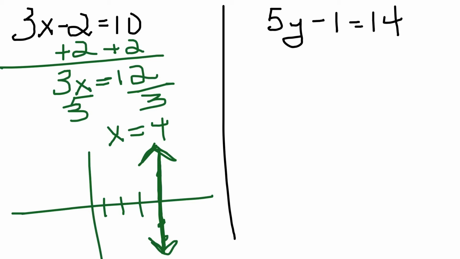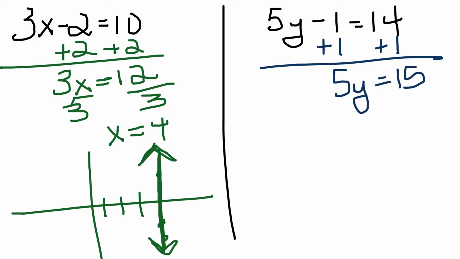So let's see over here. Well, no x's. When I solve for y, I'm going to add 1. I get 5y equals 15, and when I divide by 5, I get y equals 3.